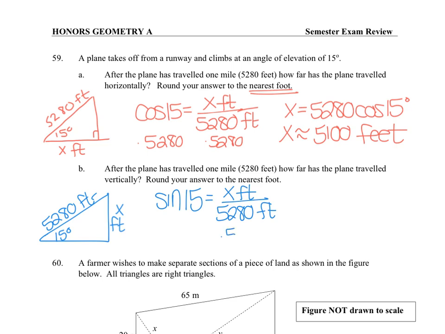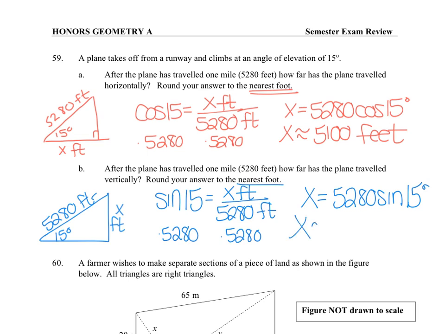And to get rid of the denominator, I'm going to multiply both sides by 5,280. This is going to give me x equals 5,280 sine of 15 degrees. And like the directions say, I'm rounding to the nearest foot. So x is going to be approximately 1,367 feet.